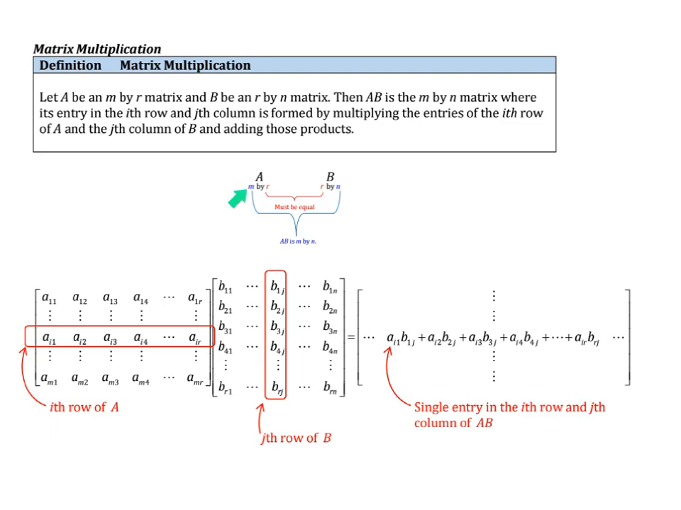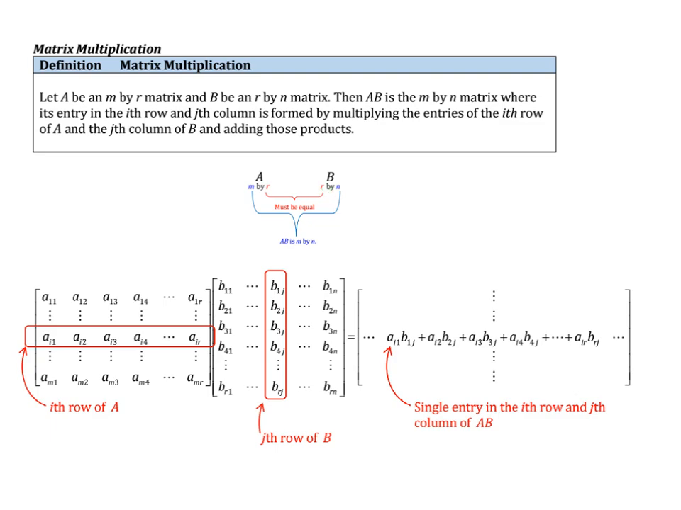Now, once you've established that you can multiply, the dimension of the product will be given by the number of rows by the number of columns. The number of rows is obtained from A, and the number of columns is obtained from B. So first matrix, second matrix.